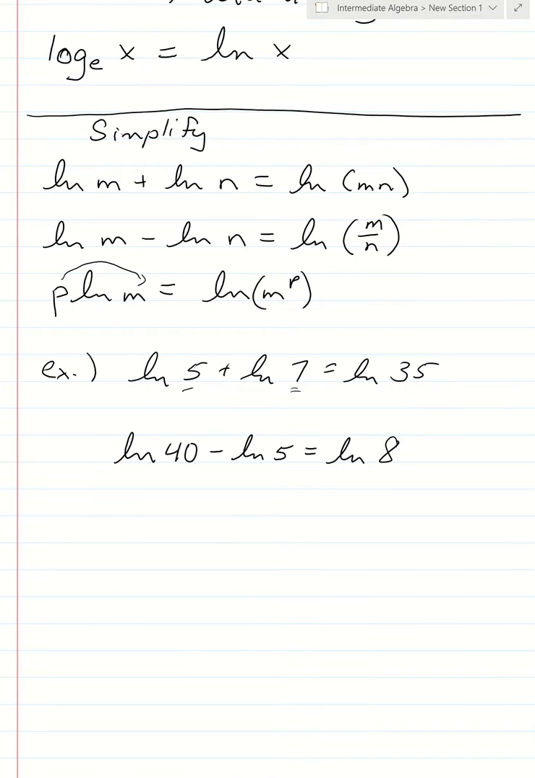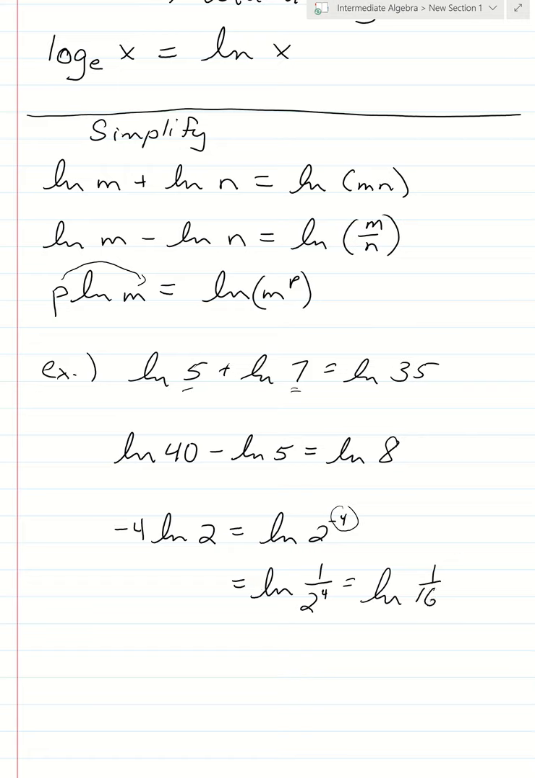If we had, for example, negative 4 times the natural log of 2, that would give us the natural log of 2 to the negative 4th power. And what could we do with that? Well, we could simplify, because we don't like having a negative power. So that would give us the natural log of 1 over 2 to the 4th. And we would want to simplify that further, and that would give us the natural log of 1/16 as your simplified expression.